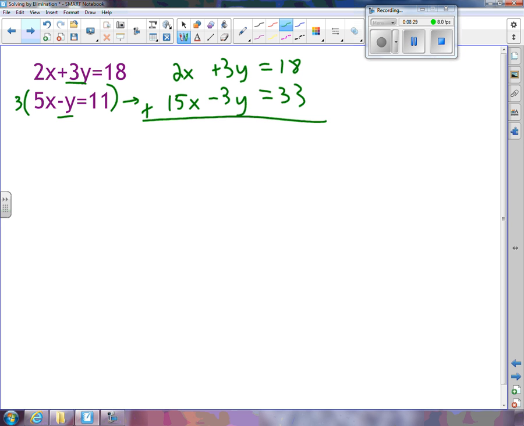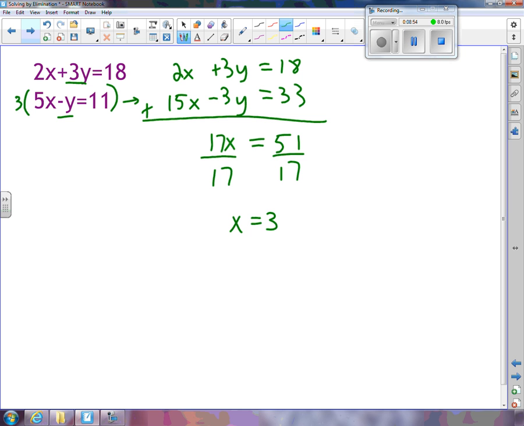2x plus 15x is 17x. 3y minus 3y is 0. That was the goal. You wanted the y's to cancel. Now we have to add 18 and 33, and we get 51. The next step is to just solve this for x, which is going to make me divide by 17, and I get that x is 3.